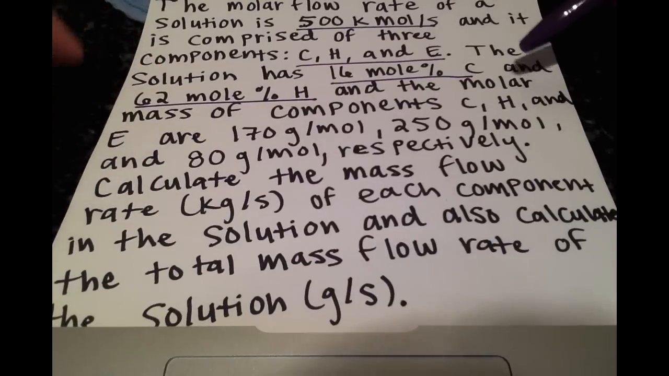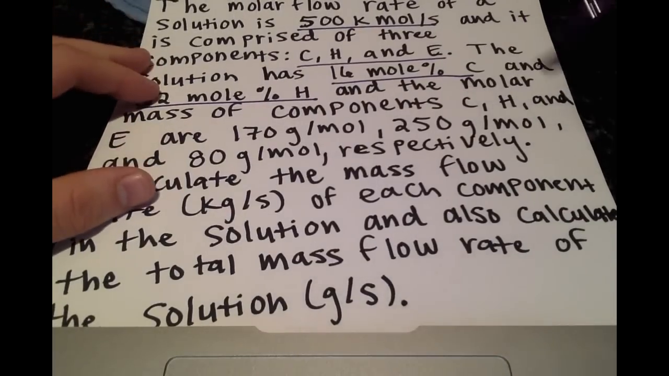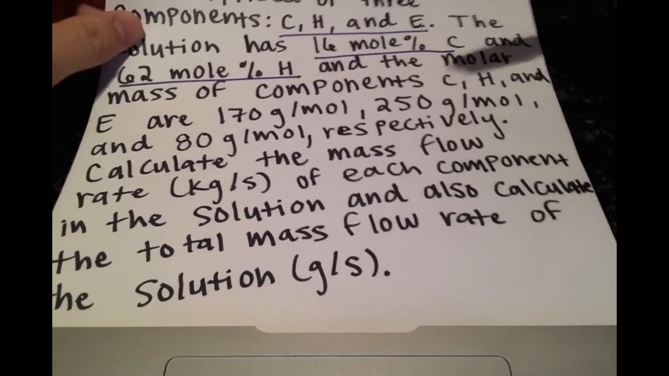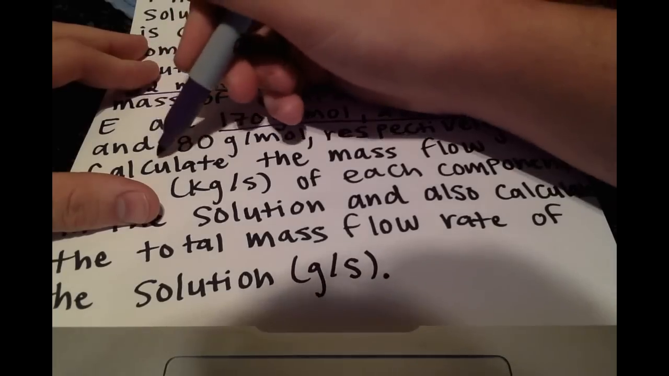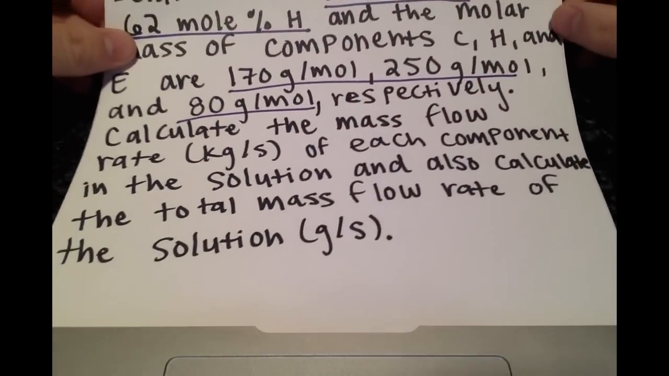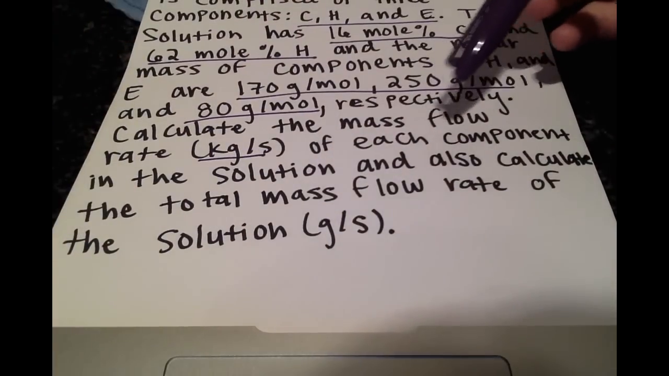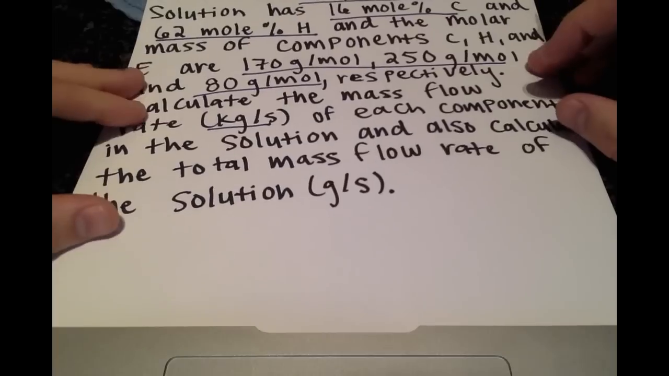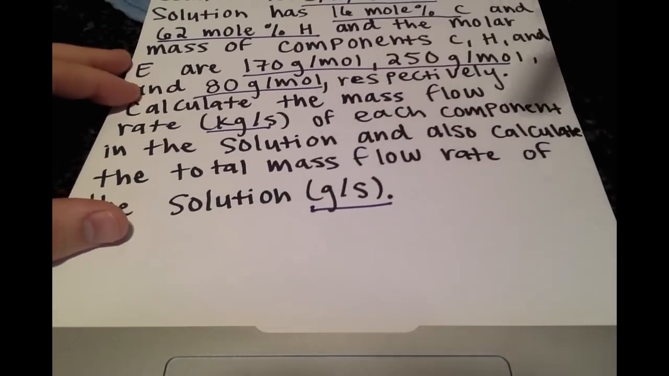And we're also given the molar mass for each component. So for component C, component H, and component E, we have the 3 molar masses here, respectively. And we want to calculate the mass flow rate in kilograms per second of each component, and we also want to calculate the total mass flow rate of the solution in grams per second. So units are very important.